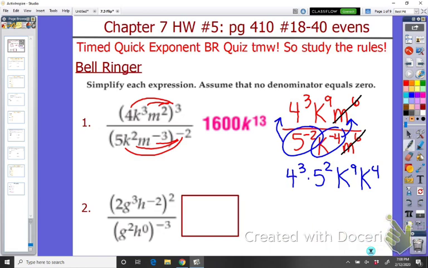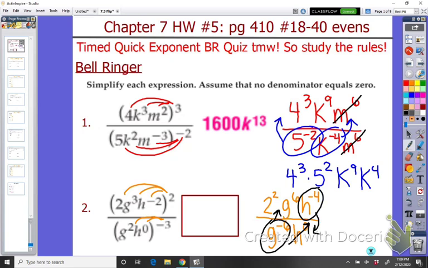On the second one, again, you have to distribute that 2 power to everything up at the top. So you have 2 squared, g to the 6th, h to the negative 4th. And then at the bottom, you have to distribute that negative 3 power to both the g and the h. So this is g to the negative 6 and h to the 0. So h to the 0 just turns into a 1. This g to the negative 6 goes up, while the h to the negative 4 comes down.